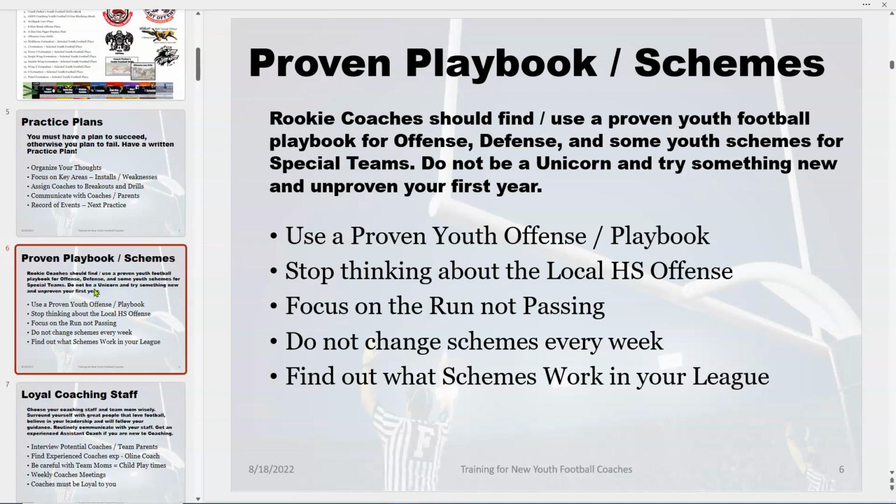Okay, let's get to the other thing that I think rookie coaches need to have, which is to find a proven youth football playbook for offense, defense, and find some good schemes for special teams.